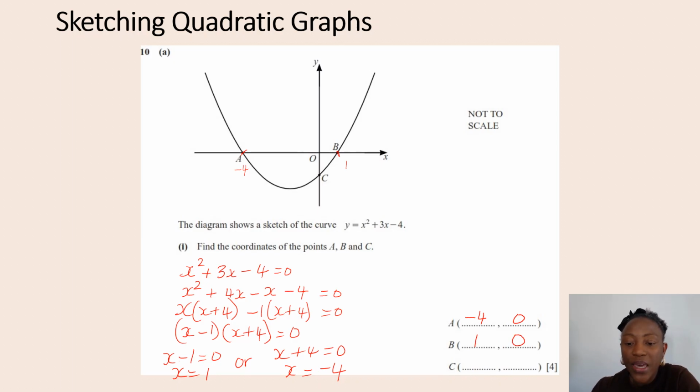And point C here is our y-intercept. Now, the y-intercept here is the constant term in the quadratic. So it means that our C is going to be 0, minus 4, because the constant term in this particular quadratic is minus 4. I hope you understand this one. Let's move on to the next question.